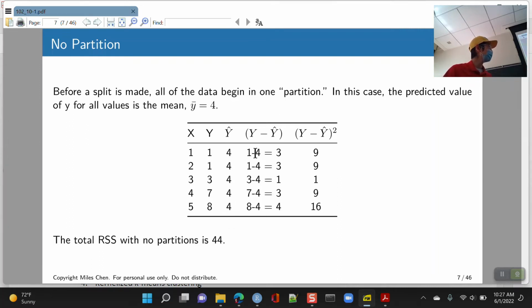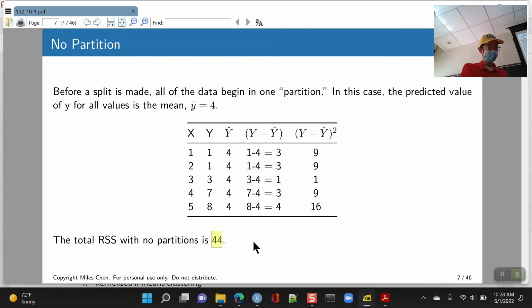And what is our RSS? So each residual, I guess I did absolute values here. So 1 minus 4 is 3, well, negative 3, but pretend these are absolute values, okay? And then we square these, and we add all of these up, and the RSS for the null model is 44, okay? And this is going to form a baseline, and we're going to say, can we improve the RSS by including some kind of partition?